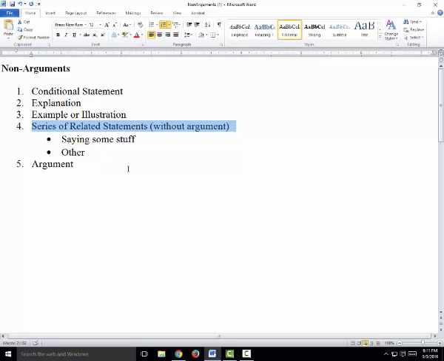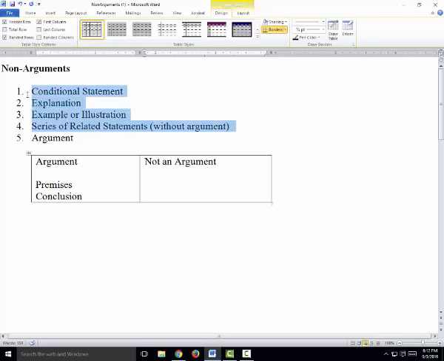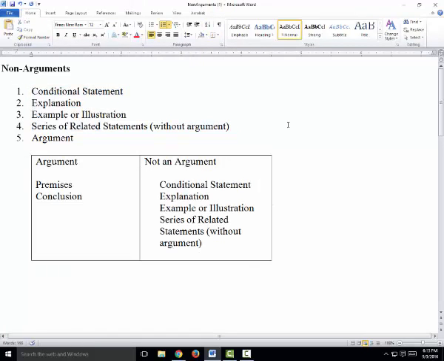Now that leaves us with 5 categories. That simplifies things a bit from what's in the textbook. Either something is an argument, or it's one of these other things. And I do recommend thinking first about whether a passage is an argument or not an argument. And then if it's an argument, you can identify the premises and you can identify the conclusion. Actually, a lot of times the conclusion is the first thing that you notice. And once you decide that it's not an argument, then you can make up your mind about which of these other things it is. Whether it's conditional statement, explanation, example, or illustration, or whether it's just a series of related statements. A lot of times that's the most helpful way to go about identifying these things.